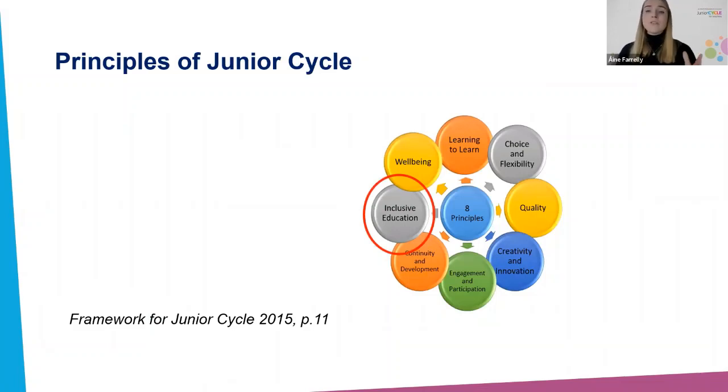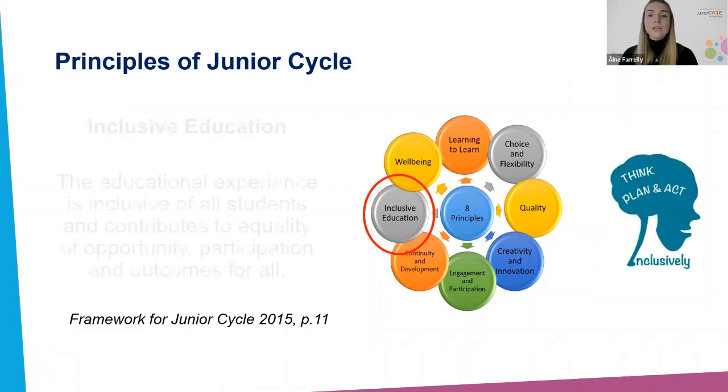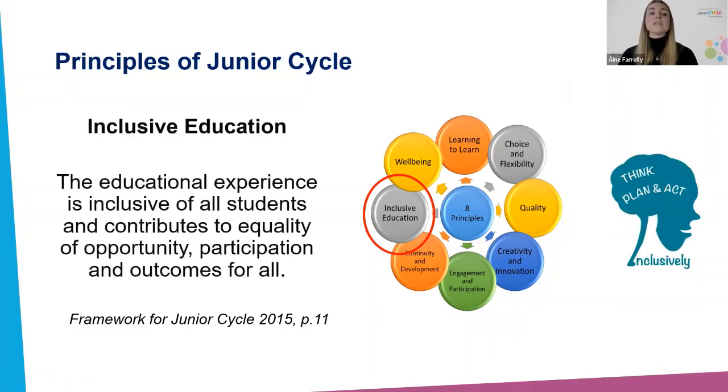Grounding our work is always the Framework for Junior Cycle 2015. It guides everything that we're doing at Junior Cycle, and we're taking our minds back to the 8 principles of Junior Cycle. You don't need me to go through all 8 of these principles. They've been covered many times before, but we're going to focus on this one, which is inclusive education. We know that inclusive education advises us that the educational experience is inclusive of all students, and it contributes to the equality of opportunity, participation and outcomes for all.